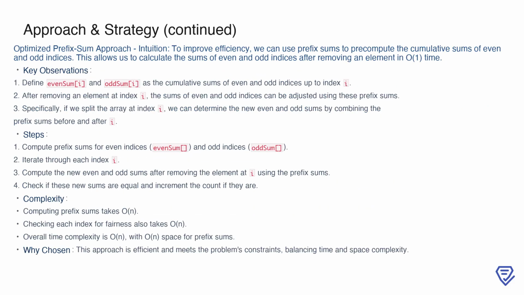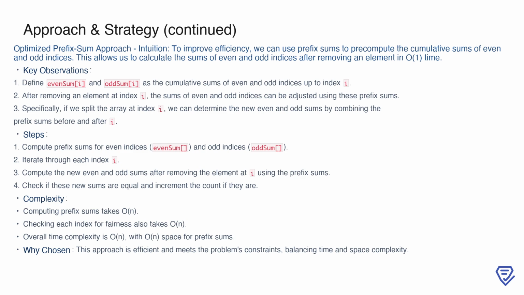To address the inefficiency of the brute force approach, we turned to an optimized method using prefix sums. The intuition here is to pre-compute cumulative sums for even and odd indices up to each position in the array. These prefix sums allow us to quickly determine the new even and odd sums for the array after removing an element, without recalculating everything from scratch. The key observations are as follows.